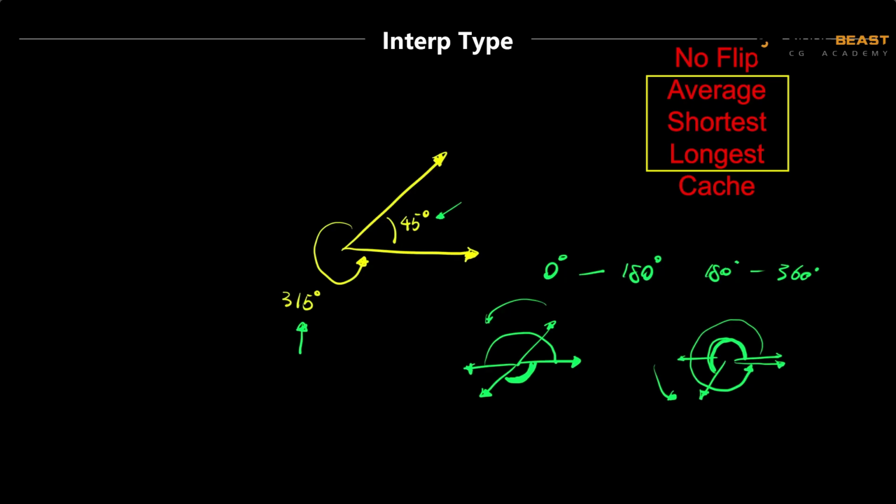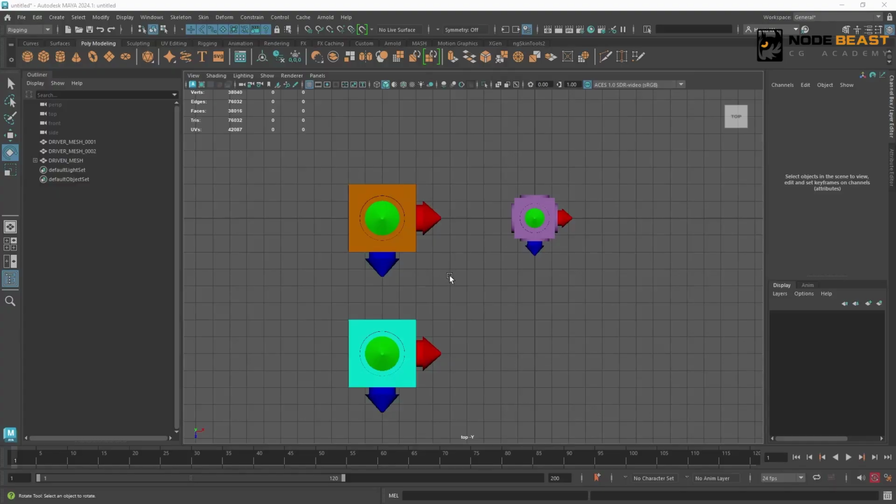So to summarize, Maya defaults to average. This method can easily produce strange results at unexpected angles. So most of the time, we don't use it. Most of the time, we will choose the shortest option. Now let's go back to 3D and see what the shortest and longest options actually look like in 3D.